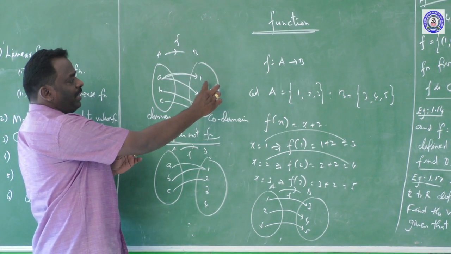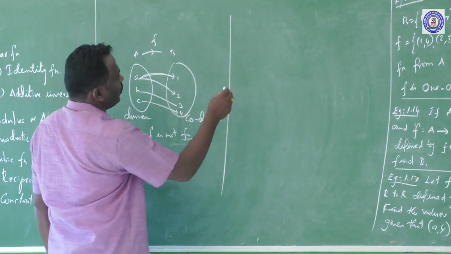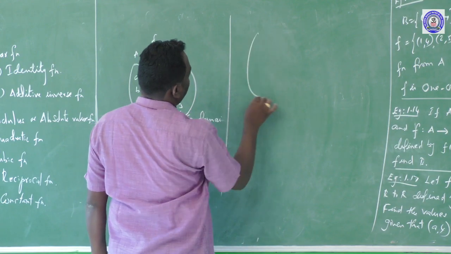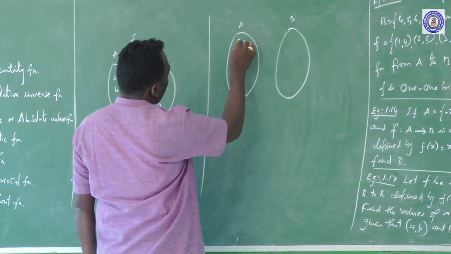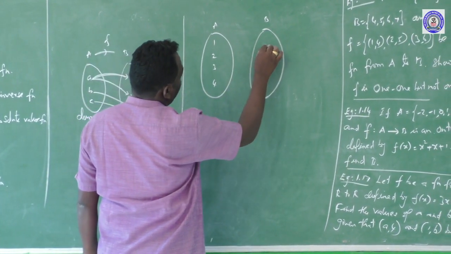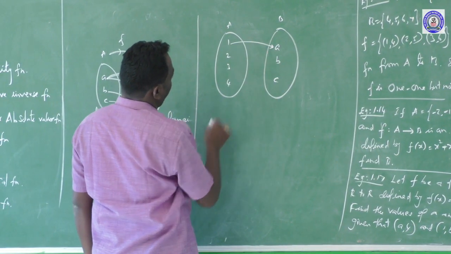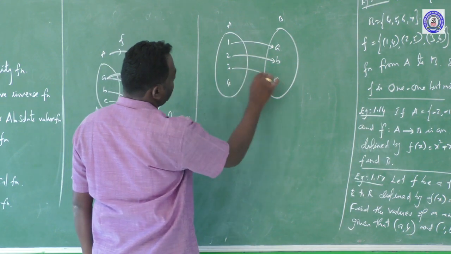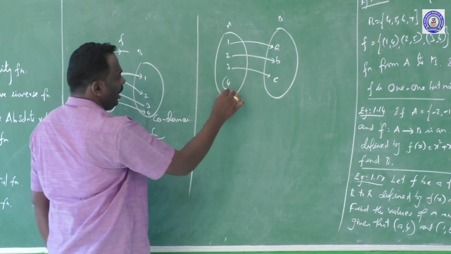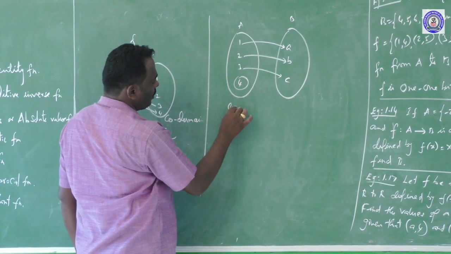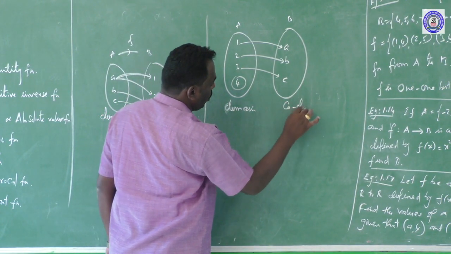That means if two elements of the codomain have the same preimage, then we can say it is not a function. One method to find out whether it is not a function: let us consider A and B. A is 1, 2, 3, 4 and B is a, b, c. Suppose the image of 1 is a, the image of 2 is b, and the image of 3 is c. And one of the elements remains in the domain. This is called the domain, and this one is called the codomain.